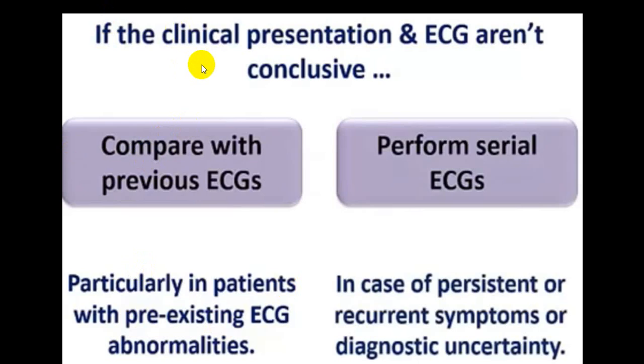For this particular purpose, whenever you are in doubt, compare with the previous ECG, whatever is available. And whether it is available or not available, you must perform serial ECG, because usually in case of a STEMI and STEMI equivalent, there will be what we call dynamic changes. In case of persistent and recurrent symptoms, you must have serial ECGs.